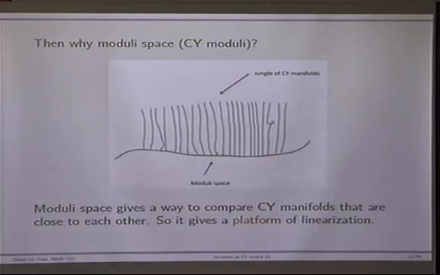And why are we primarily interested in the moduli space of Calabi-Yau manifolds? The reason is that a Calabi-Yau manifold is such a nonlinear object, and we wish to linearize it. The moduli space provides the platform for us to compare those Calabi-Yau manifolds that are close to each other, so it gives us a platform to take derivatives, basically. Instead of studying one Calabi-Yau manifold, we put all the similar Calabi-Yau manifolds together and compare them. This is the jungle of Calabi-Yau manifolds, and this is the moduli space. Before we are able to study the Calabi-Yau manifold, we need to study the moduli space.